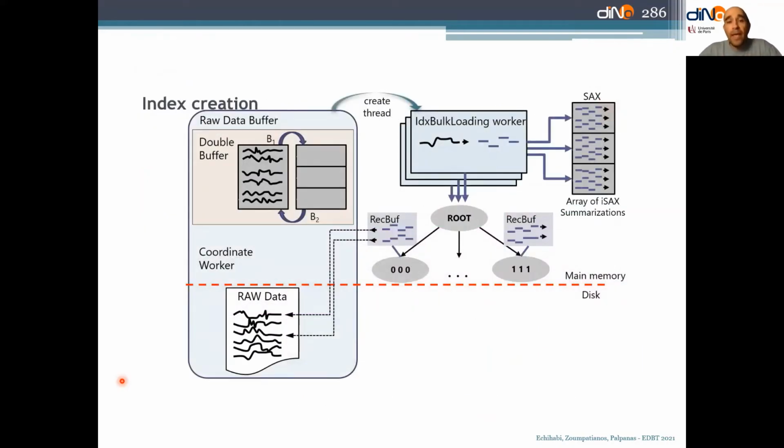For index creation, in this picture, everything below the red line is disk and above the red line is main memory. So for index creation, we have a coordinator worker that reads raw data from the disk. It uses a double buffer to store this data in memory, and then creates index bulk loading workers, several of them, which read as input the raw data, compute the iSAX summaries, and then insert these iSAX summaries in the receiving buffers. There is one receiving buffer for every child of the root of the index.